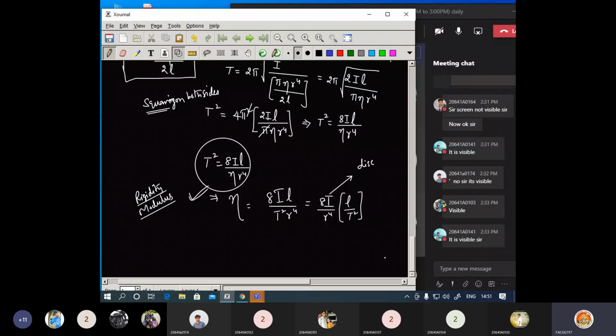So what you can conclude up to this part is, in order to find the rigidity modulus, you need to find the I value. What is I here? It is the moment of inertia of the body that was hanged. L is the length of the material, and R is the radius of the material. T is the time period of oscillations, and you square it. If you know these factors, you will get the rigidity modulus of the material.